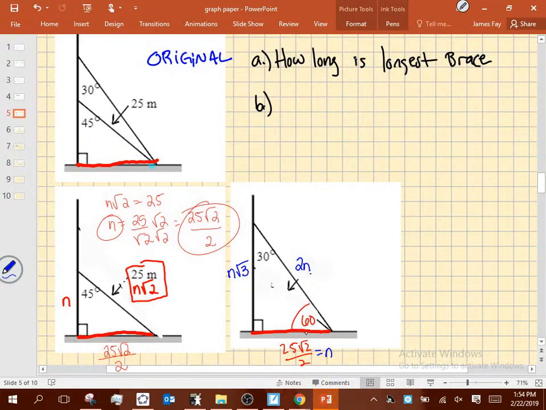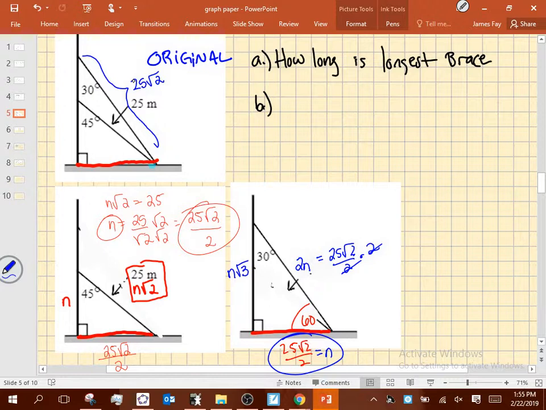Okay? So right now I've got n, right? So doesn't that mean that 2n would be 25 radical 2 over 2 times 2? What happens to the 2 up top and 2 on the bottom? Cancel out. So I get the length here that they're asking for in part A to be 25 radical 2 meters. Okay? Now they ask you to type that in the nearest tenth, so I would take my calculator, type that in, and then round that accordingly to the tenths place.